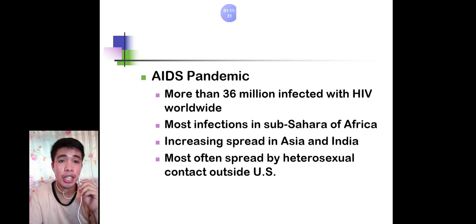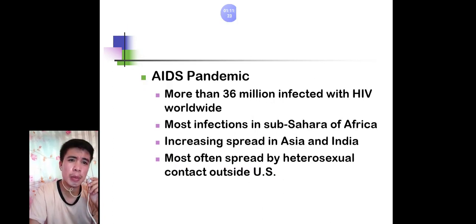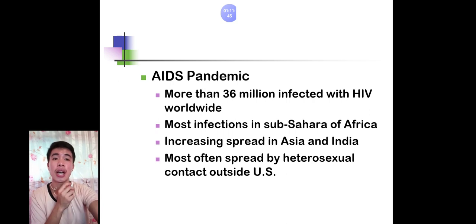So the AIDS pandemic: more than 36 million infected with HIV worldwide. Imagine, 36 million infected with HIV worldwide. Most infections are in sub-Saharan Africa, with increasing spread in Asia and India. We are included here in Asia. Outside the US, it is most often spread by heterosexual contact.